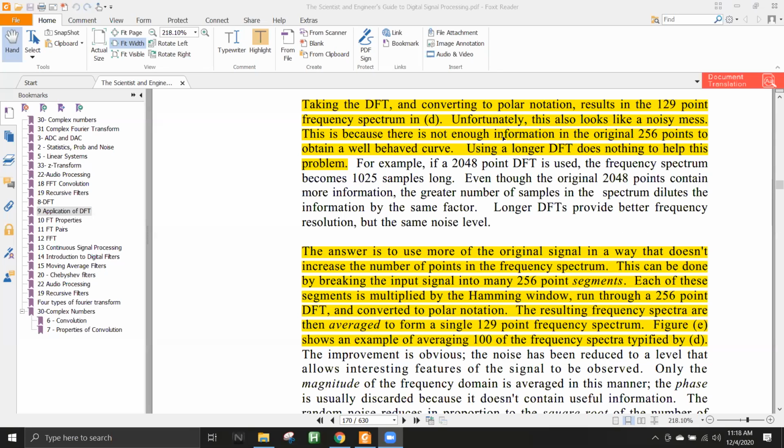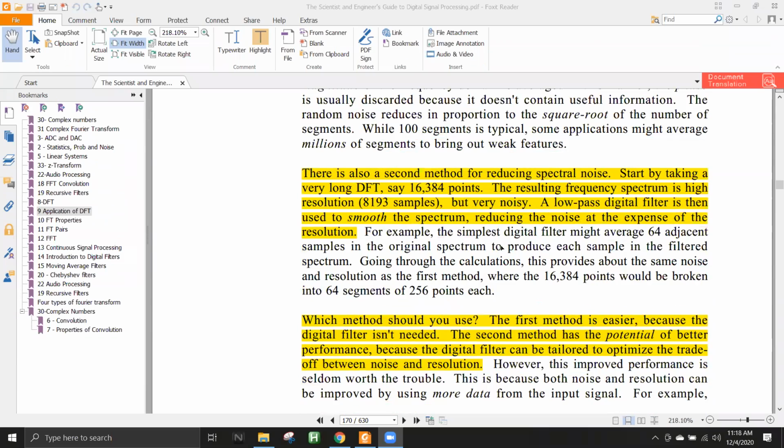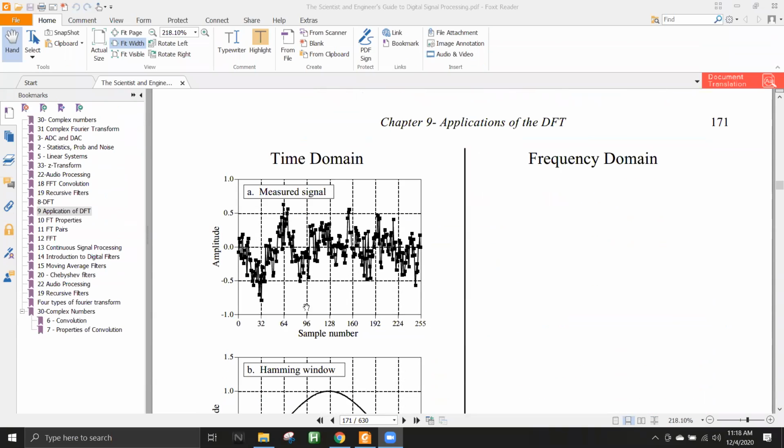This is happening because there is not enough information in the original 256 point signal. So using a longer DFT will also not help in this situation. By a longer DFT, we mean you can increase the number of points from 256 by padding the signal with zeros, and then perform a longer DFT. So instead of a 256 point DFT, this could be a 1024 or 2048 point DFT.